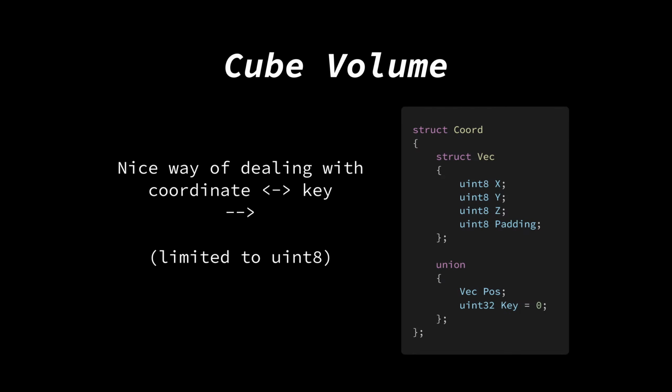There's now a cube volume. This is just a 3D grid where each position can contain a cube, basically voxels. Each room in the game is going to have such a volume that make up floor, walls, and ceiling.